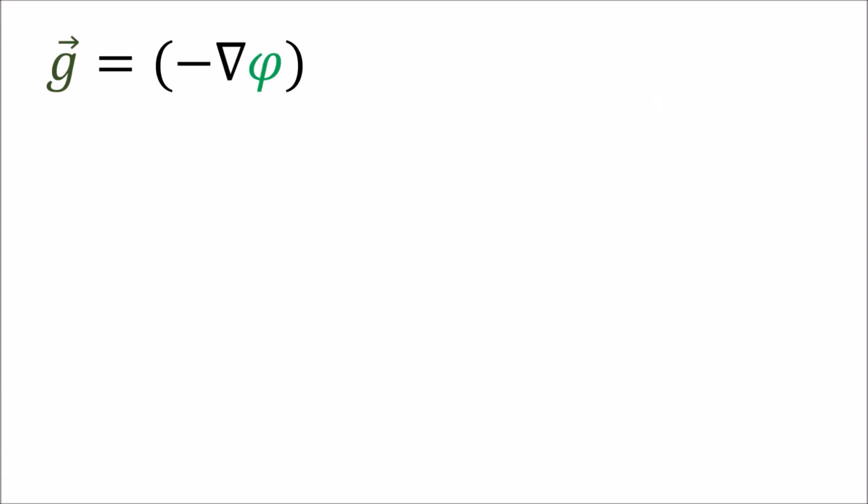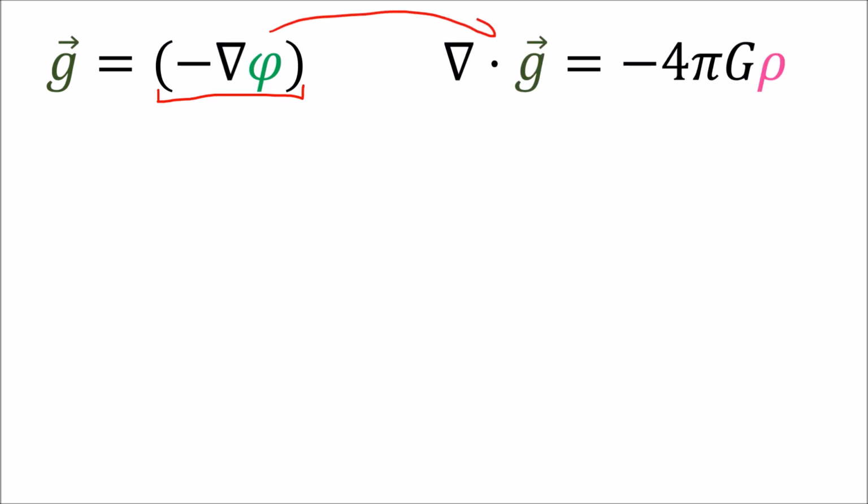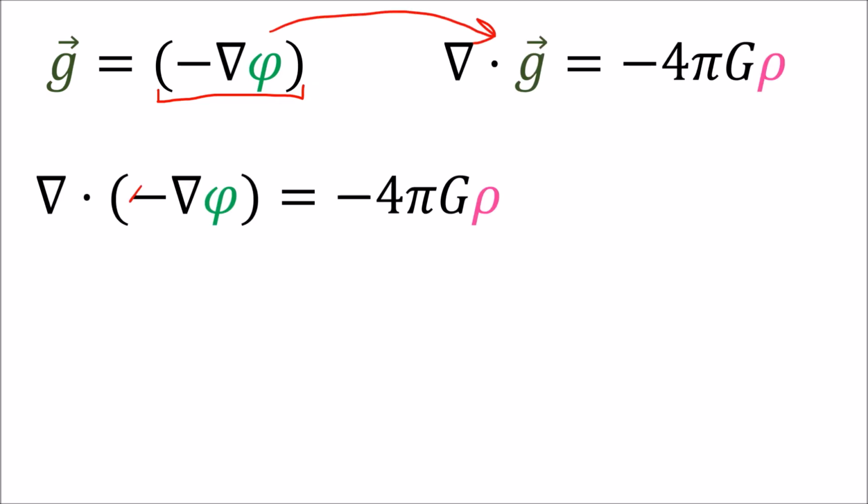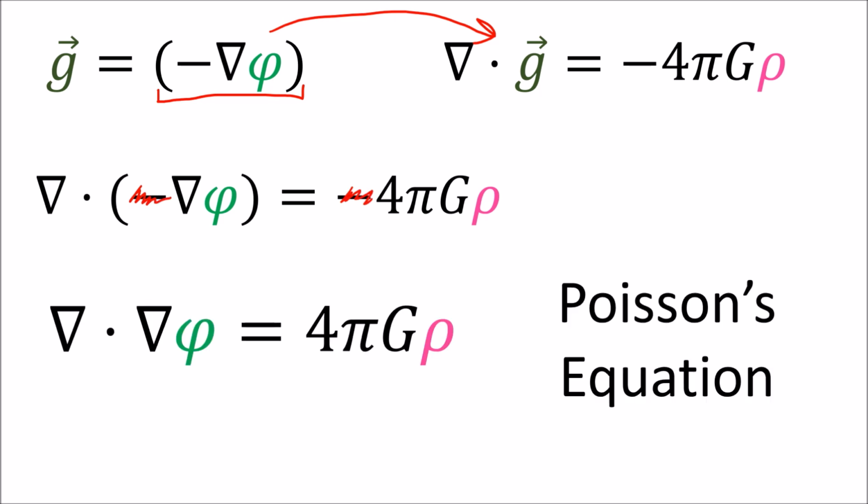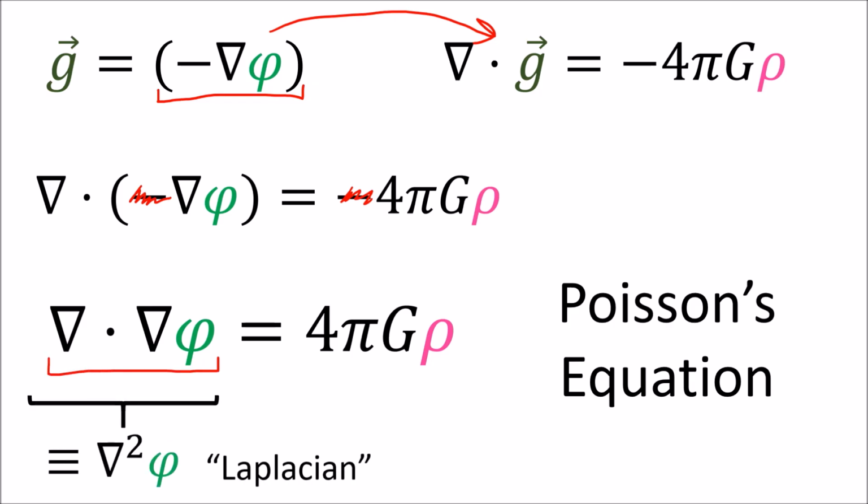So if we know the gravitational field is the negative gradient of the potential, and sub this into the formula for the divergence of the gravitational field, and then cancel the minus signs, we get Poisson's equation. This tells us that the divergence of the gradient of the potential, also called the Laplacian, is proportional to the mass density rho, where the constant of proportionality is 4 pi G.